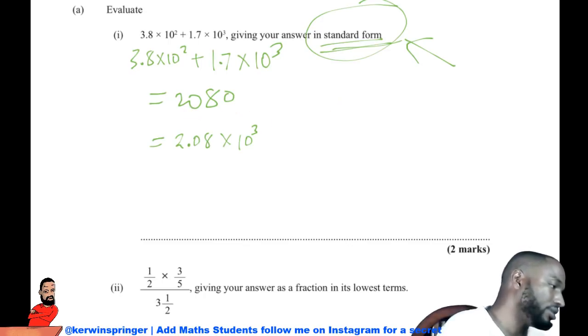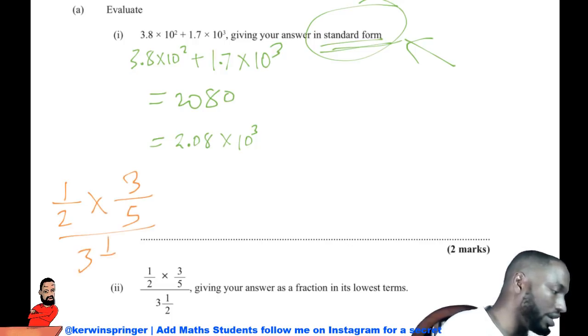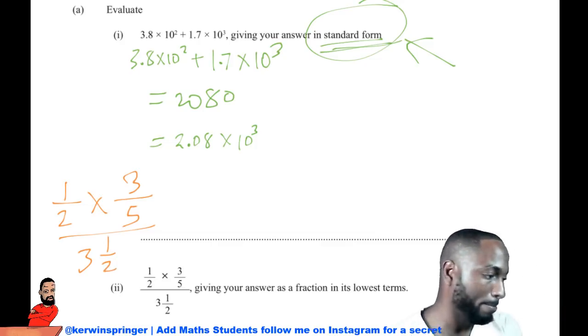Alright, next part. In this part, we have a half multiplied by 3/5 over 3.5. What's that part?